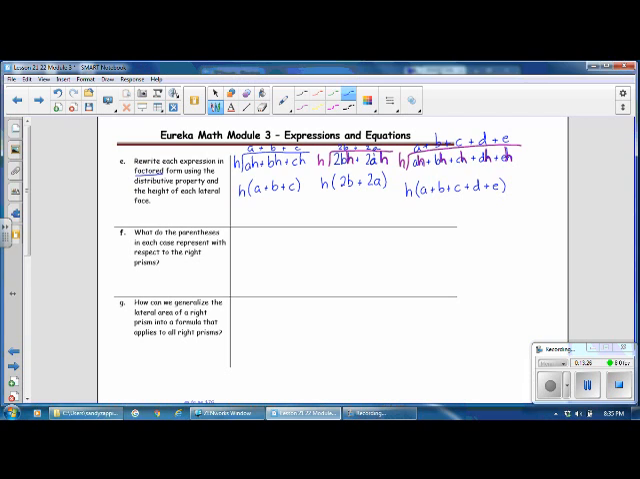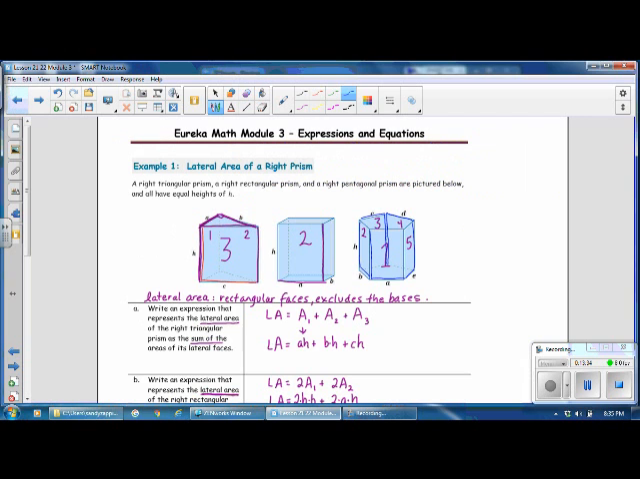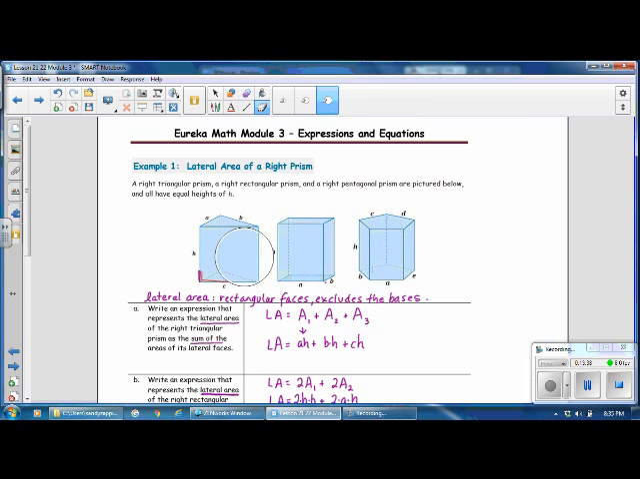What do these parentheses in each case represent with respect to the right prisms? So A plus B plus C. Let's take a look at our prism. And I'll erase all of this so that we can look a little closer. They're asking, what does A plus B plus C represent? What does 2A plus 2B represent? What does A plus B plus C plus D plus E represent? All of those represent the perimeter of the base.